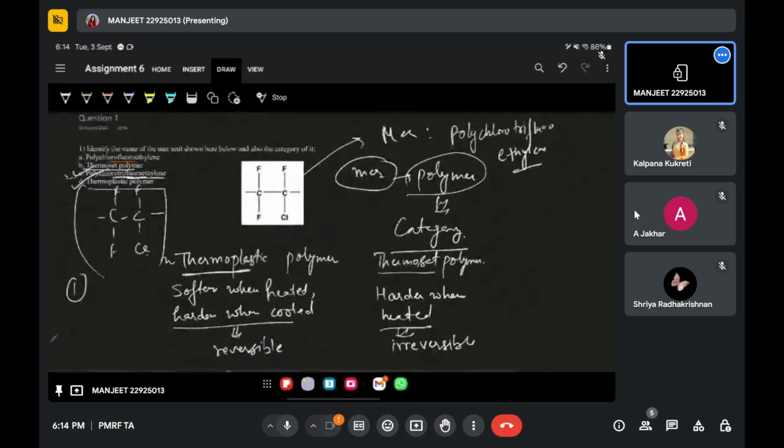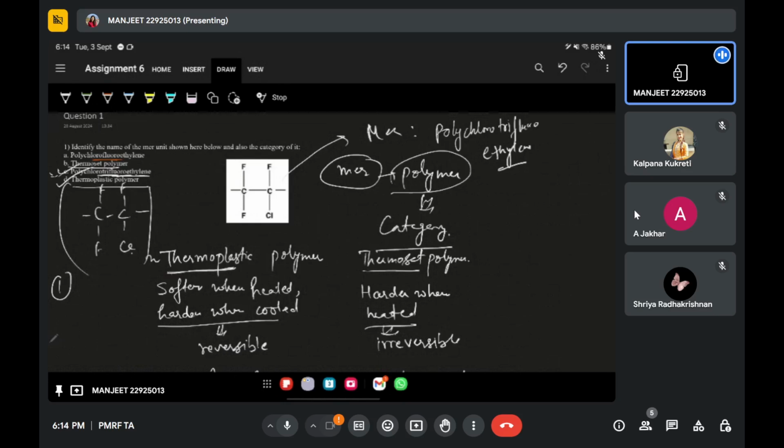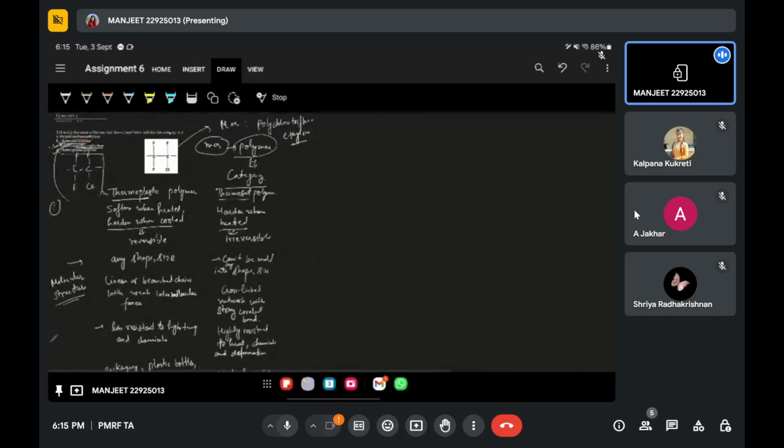Okay, so first, start with the naming of the figure that we can see. From the ethylene, because ethylene, as the name suggests, is for the two carbons, and there are three fluorine atoms attached to the carbon. So this is the trifluoro and one is chlorine, so chloro. Because this is the mer unit, there will be a repetition of these mer units. So this is the polychlorotrifluoroethylene. Okay, and you can know this is the PTFE. So this belongs to the thermoplastic polymer. Okay, let's move to the next question.